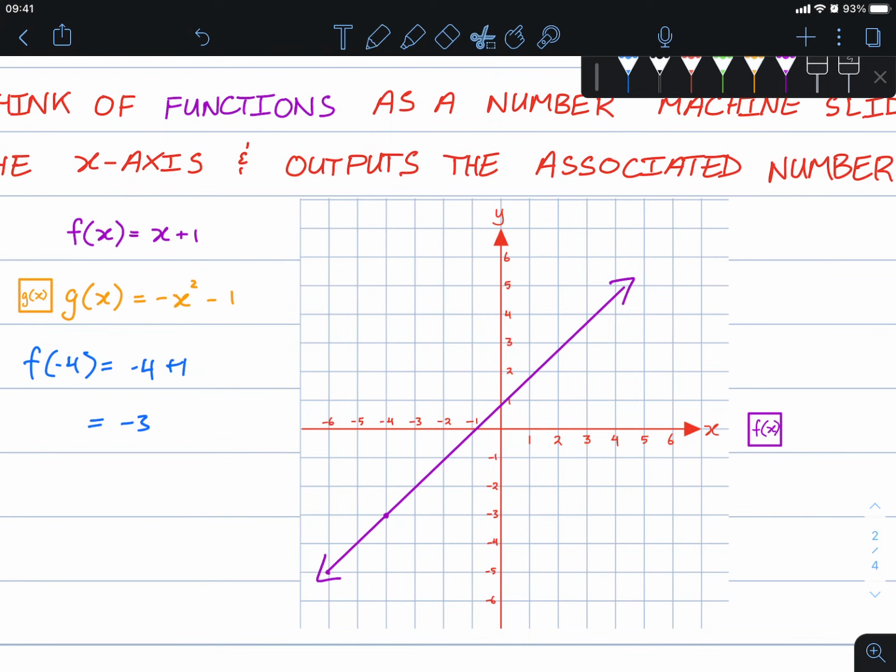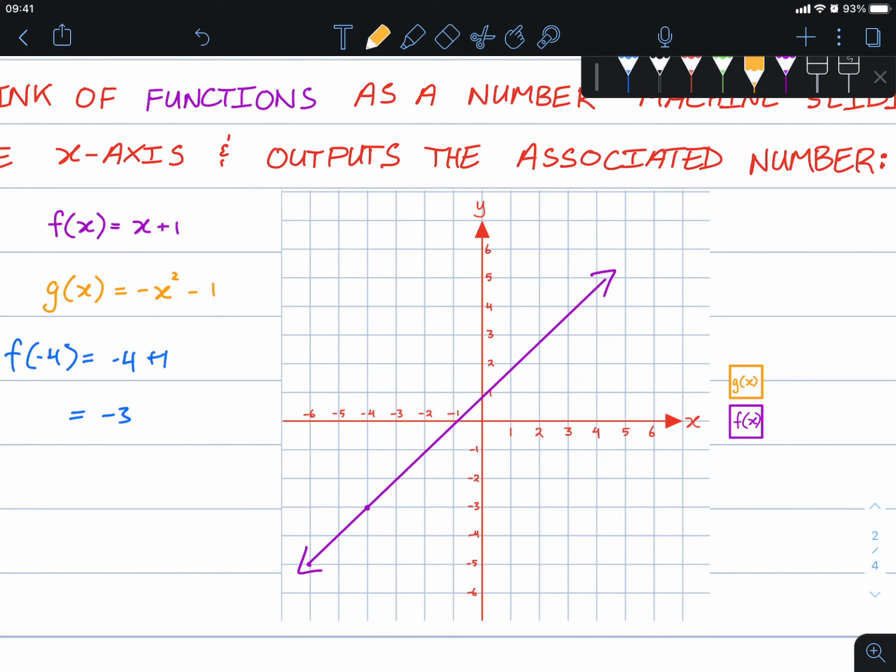In the exact same manner, we could take a different function, place it along the x-axis, and let it eat all the different values along here. And if we were to graph all of those, we would get a concave down parabola, something or rather like this. Not the most accurate, but I hope you get the idea.